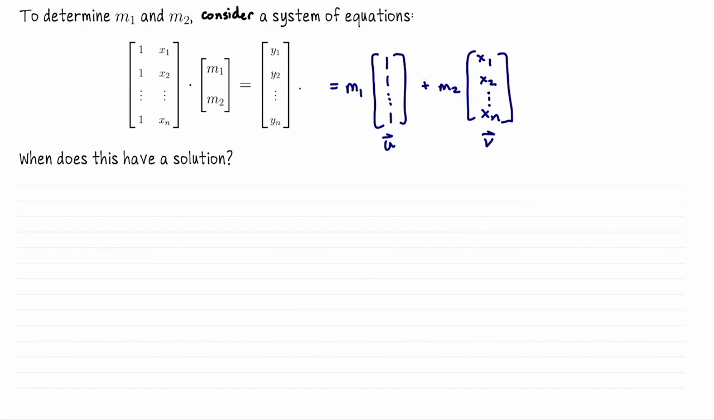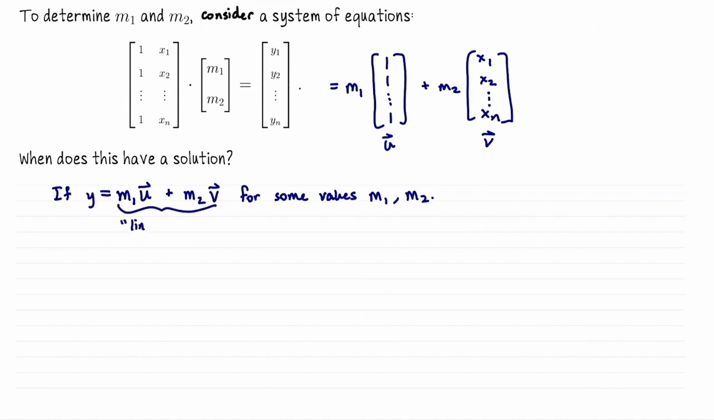So what I have here is a number times u plus a number times v. This system of equations yields a solution, a curve which perfectly fits through the data, if our measured data y can be viewed as a number times u plus a number times v. So if y equals m1u plus m2v for some values of m1 and m2. This is called a linear combination of the vectors u and v, and we can visualize what it would look like.